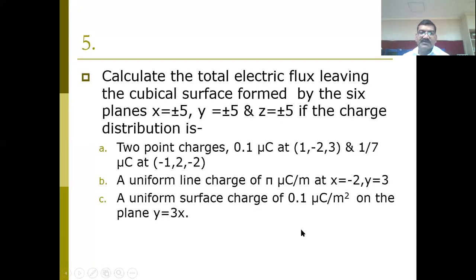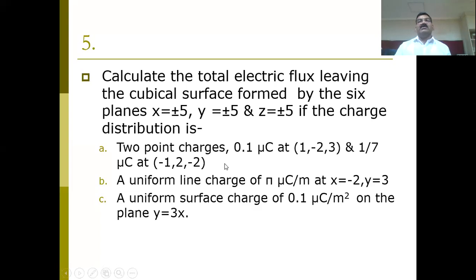Nothing great is there. Then next, calculate the total electric flux leaving the cubical surface formed by the six planes, that is x equals plus minus 5, y equals plus minus 5, z equals plus minus 5. So what is it? It is a cube centered at the origin, x-axis plus 5 minus 5, y-axis plus 5 minus 5, and z-axis plus 5 minus 5. So it is a cube, if the charge distribution is there. Whatever the charge distribution is there, you have to find that. Calculate the total electric flux leaving.